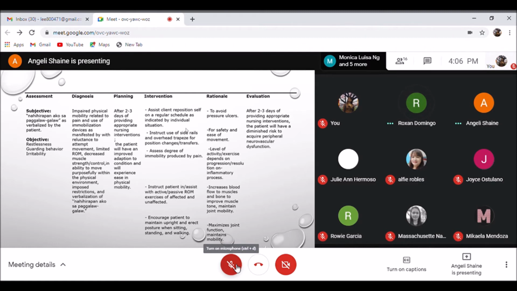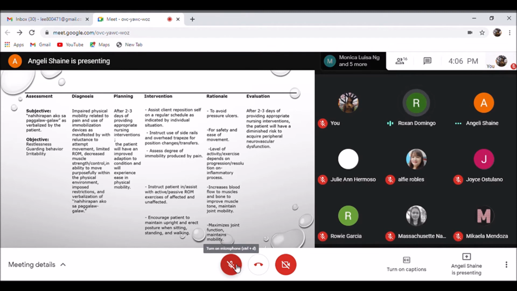Planning: after 2 to 3 days of providing appropriate nursing intervention, the patient will have an improved adaptation to condition and will experience ease in physical mobility. Nursing intervention: assist client to reposition self on a regular schedule as indicated by individual situation. Rationale: to avoid pressure ulcers.